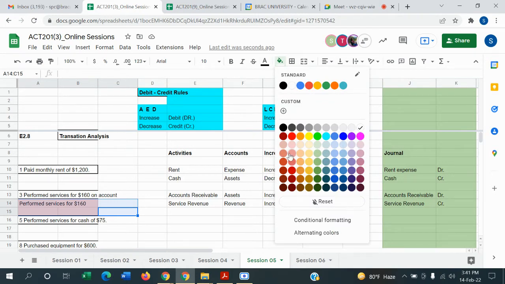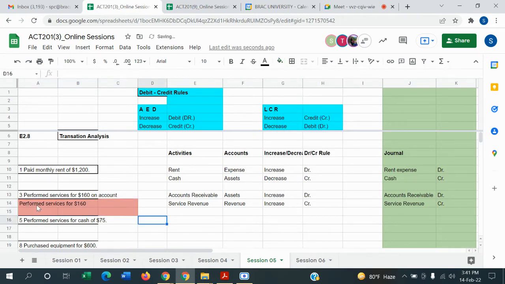Have you got it? If in any transaction they don't specify that they have received cash or they have paid cash, we always consider that the transaction was incurred on account, or on credit. That means no cash dealings were made.